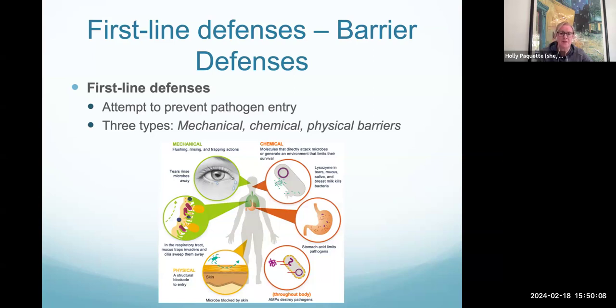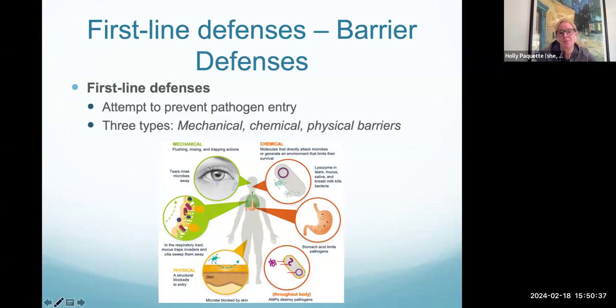And the first line of defense falls into three different ways that we can think of these barrier defenses. We can have what is called mechanical, chemical, or physical. And again, all of these, their goal is to prevent pathogen entry. So let's start with the mechanical. That's going to be anything over here in green. And so you can think of this as any way that your body normally flushes, rinses, or traps microbes or anything that might be trying to enter it.